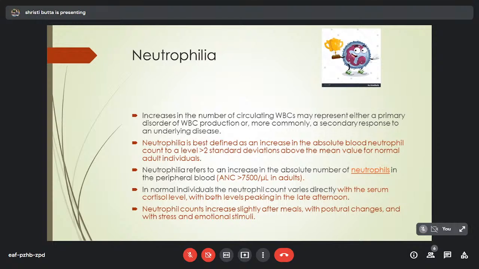In normal individuals, the neutrophil count varies with the serum cortisol level. Remember the one we discussed in the last class, that serum cortisol results in a decreased level of L-selectin. A decrease in the L-selectin results in inhibition of the rolling, and therefore neutrophilias happen because the neutrophils move from the marginating pool to the circulating pool, and that happens usually late in the afternoon under normal conditions. Neutrophil count increases slightly after meals, even with postural changes and with stress and emotional stimuli.